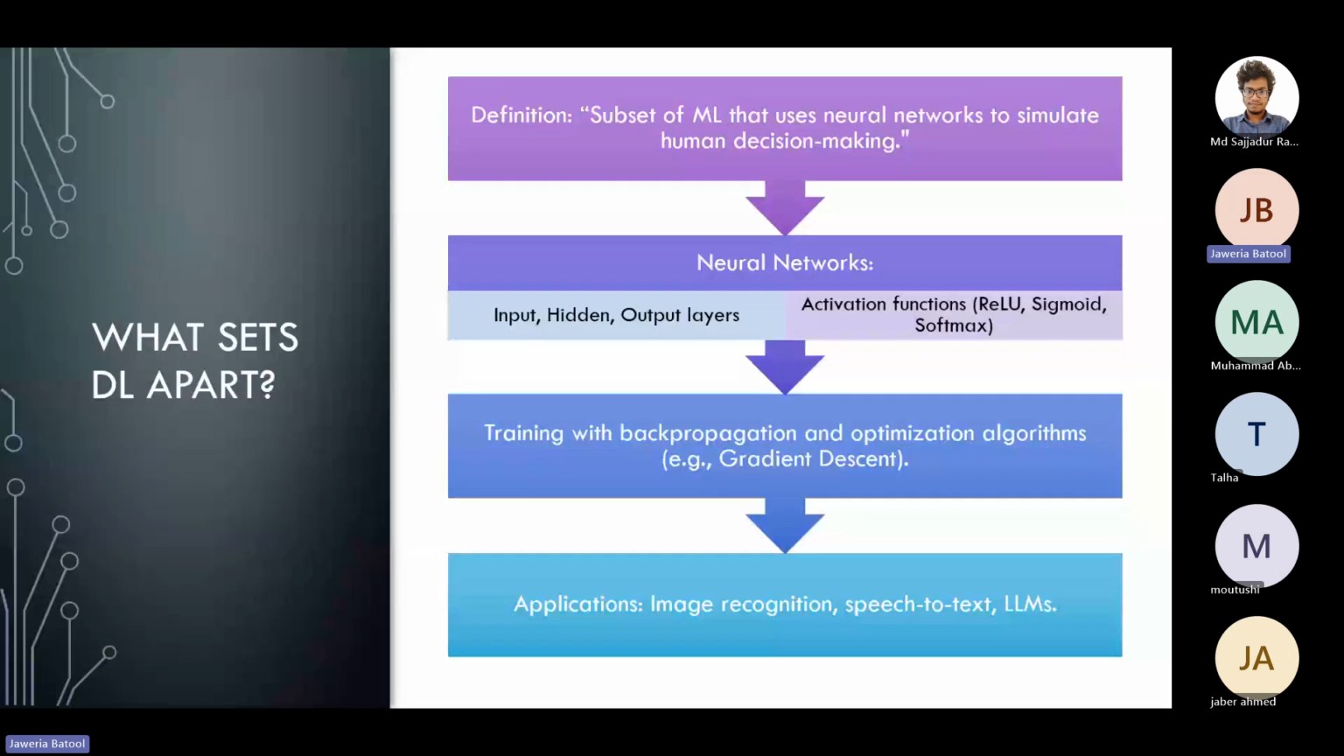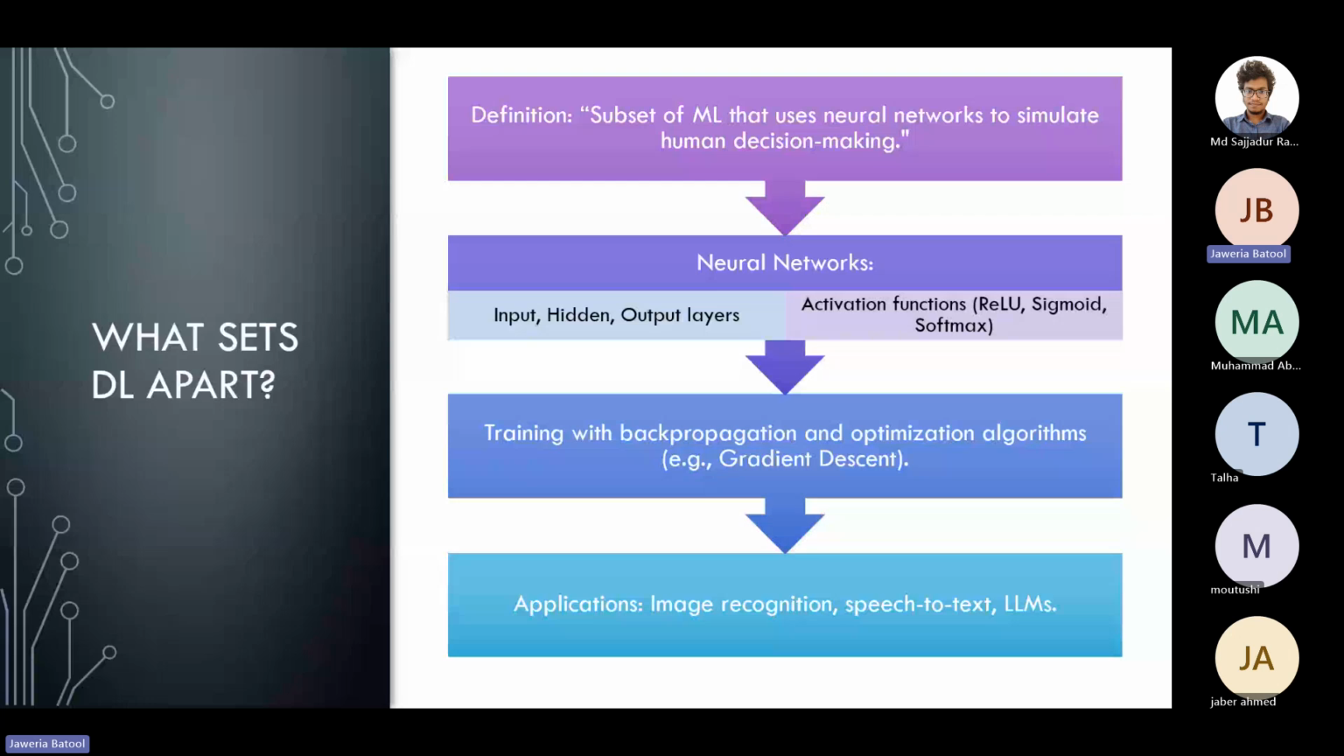So they are based on a similar pattern. Deep learning takes machine learning to the next level by mimicking artificial neural networks. Here's how it works. Neural networks consist of layers: input layers, hidden layers, and output layers. And also, there are different activation functions like sigmoid, softmax, and ReLU.